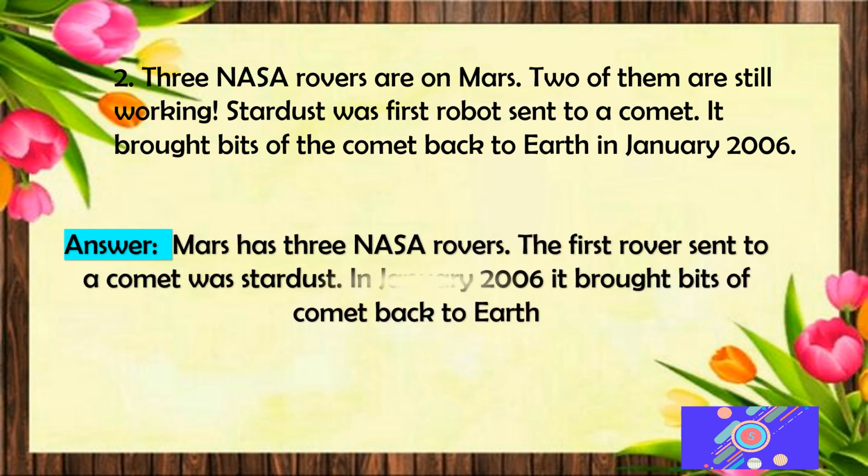In the possible answer, Mars has 3 NASA rovers. The first rover sent to a comet was Stardust. In January 2006, it brought bits of the comet back to Earth.